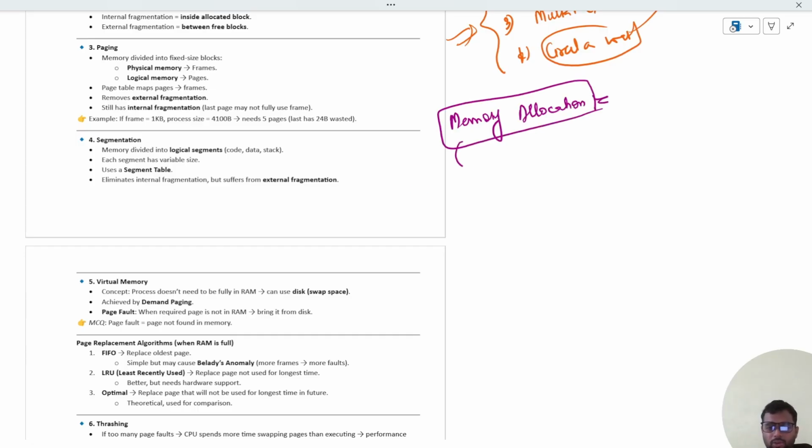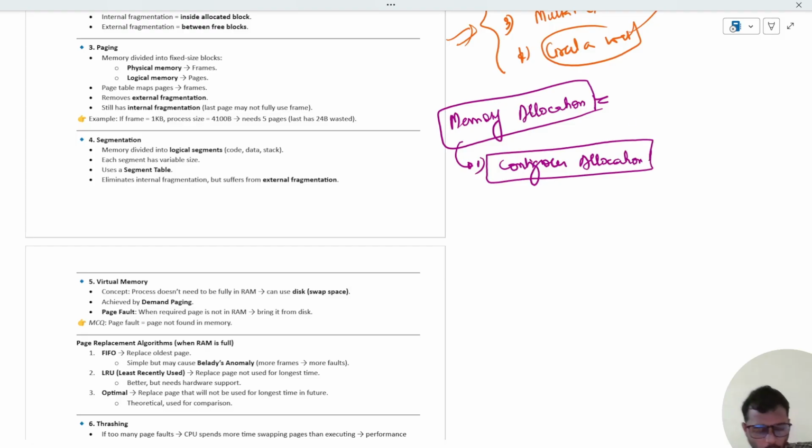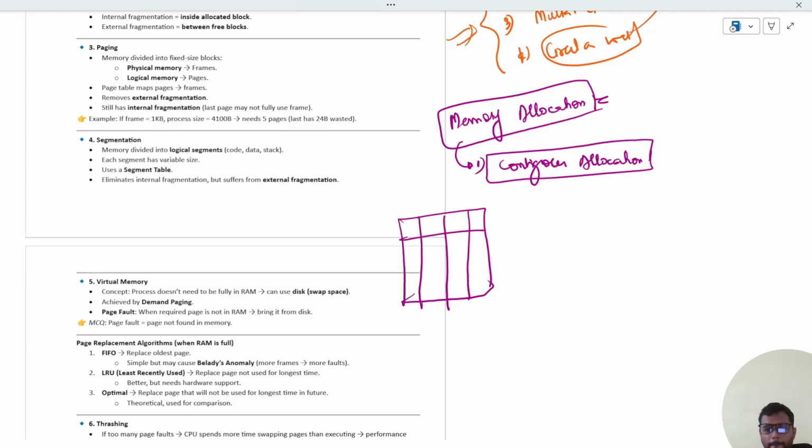Memory allocation में there could be, number one, contiguous allocation. In contiguous allocation, what we do is this. Suppose you understand that this is a memory, and it divides into blocks. We divide it into blocks, and we assign each block to a process contiguously. First, this block will be assigned, then this block, then this block.